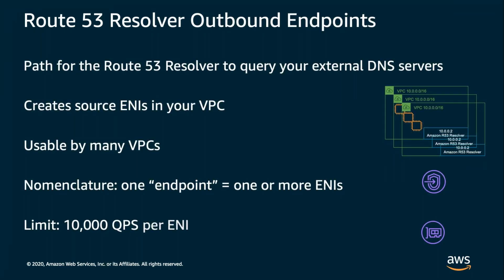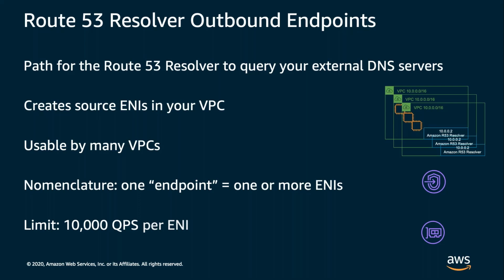Some notes here on the outbound endpoints. At a high level, it's a path for Route 53 resolver to query external DNS servers. We can create source ENIs in a VPC, the Elastic Network Interfaces. It's usable by many VPCs. We can share that out through Resource Access Manager.